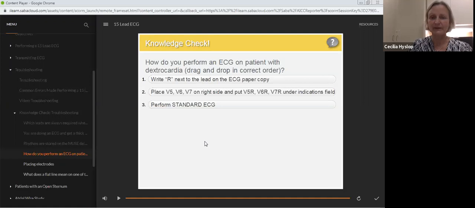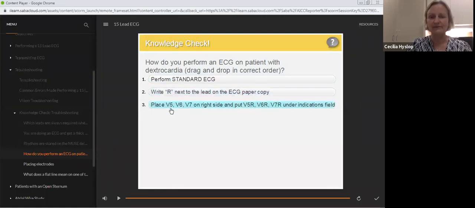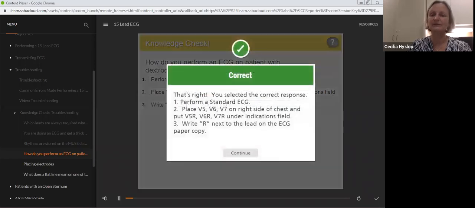How do you perform an ECG on a patient with dextrocardia? Drag and drop in the correct order. So we're going to perform a standard ECG. And then we're going to place V5, V6, and V7 on the right side, and we're going to put V5R. And then we're going to write an R on the lead paper. But remember, the way we would do it now would be we are going to completely reverse all of the leads. It's our new way of doing it over the last year at Kids.